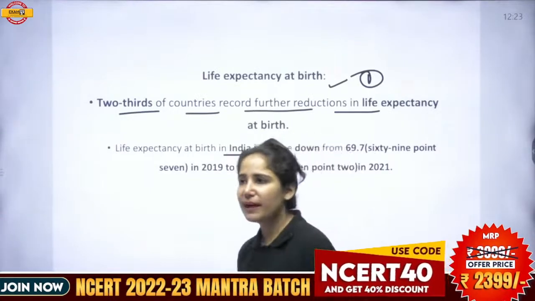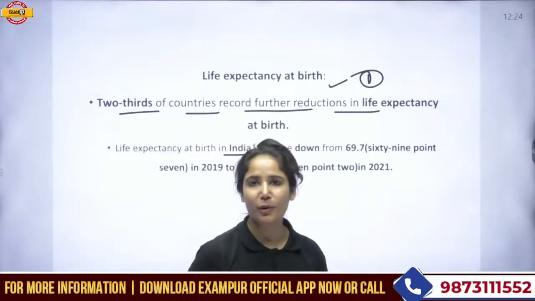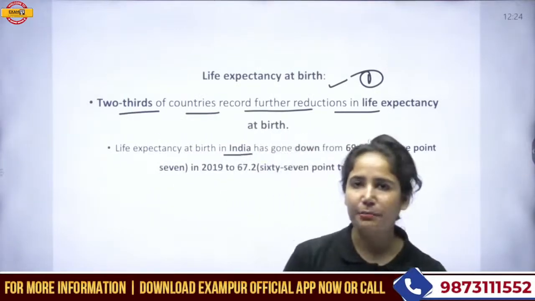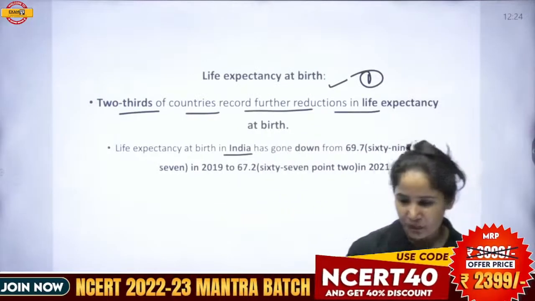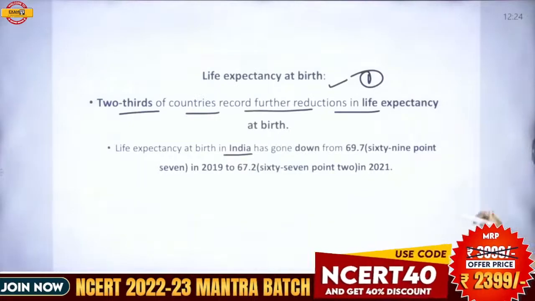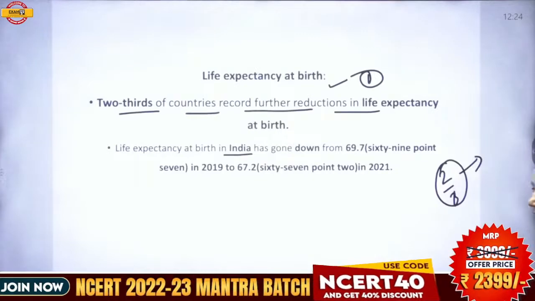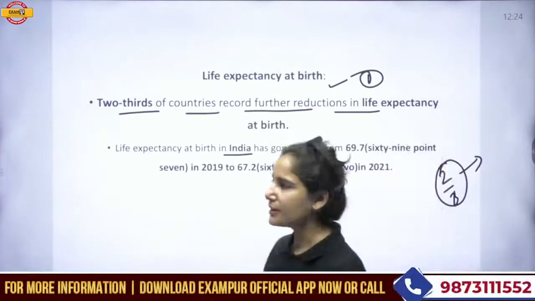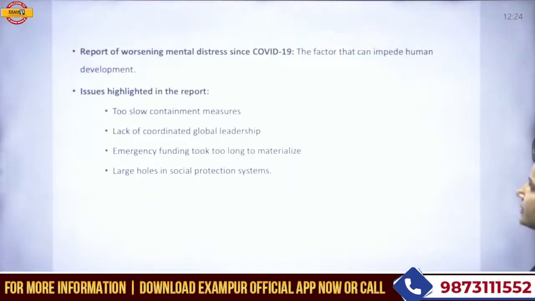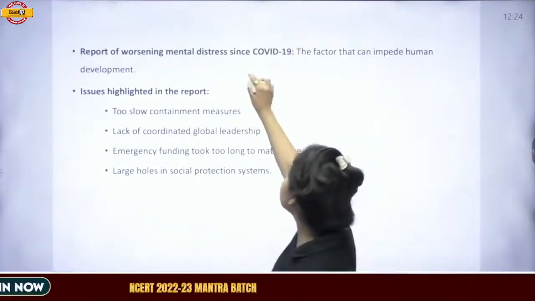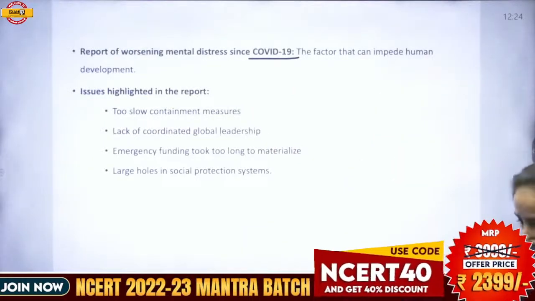We want a kind of defending point if we are going down, and if we are going up, we do not require any such points. So if two-thirds of countries are going down, we are allowed to do so. Okay, this is not a picturized condition for the same. Life expectancy, this is all about, and the report of worsening mental distress since COVID-19, a factor that can impede human development.